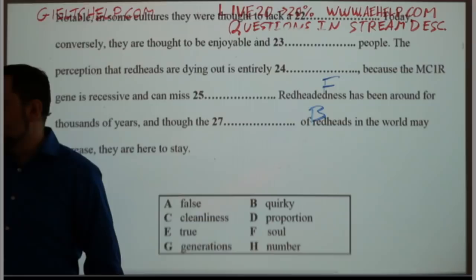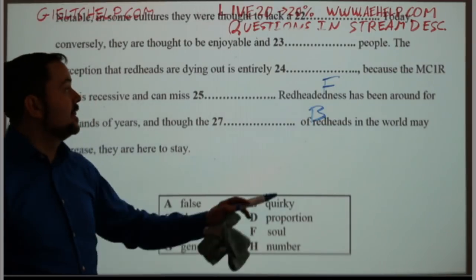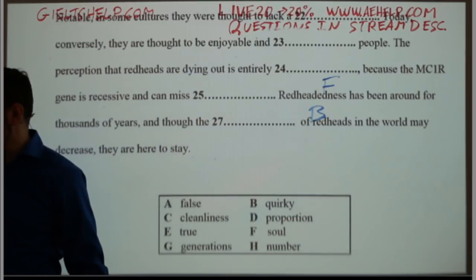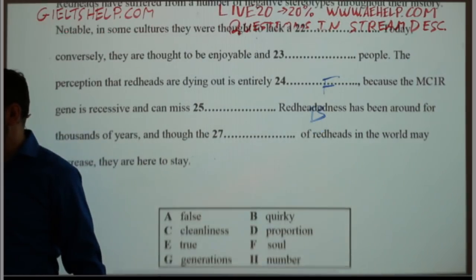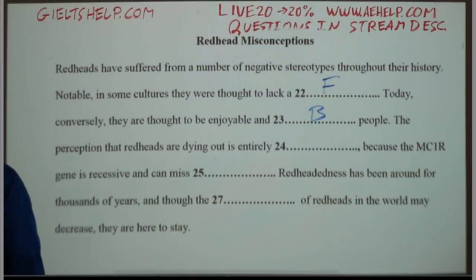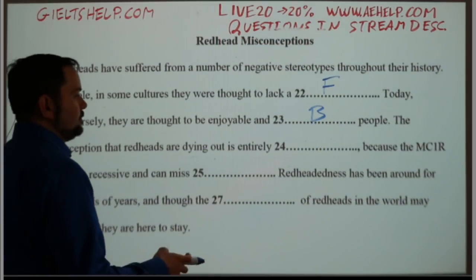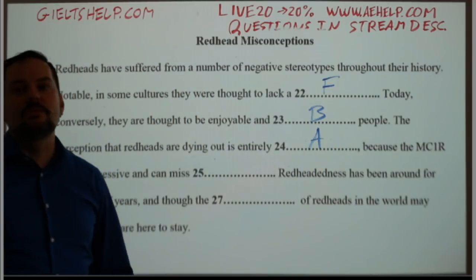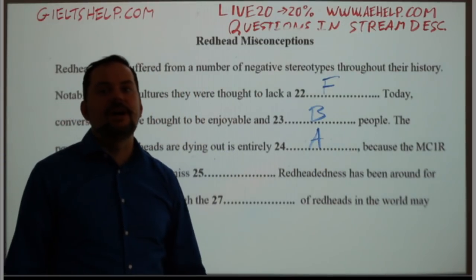That's right. And again, you can see the questions in the stream description, guys and girls. So if you're having trouble catching up, look at the stream description there. So it's A, false. Red-headed people are not dying out. Why are they not dying out? This is just my question to you. Why are red-headed people not dying out?